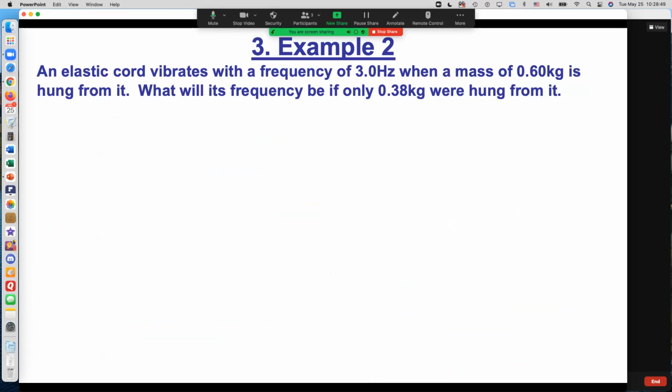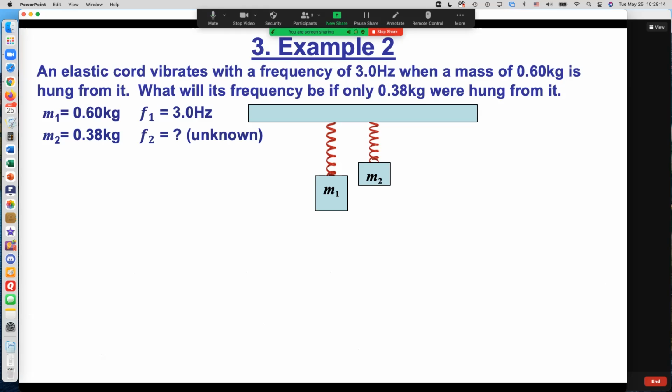All right, another one. An elastic cord vibrates with a frequency of 3 hertz when a mass of 0.6 kilos is hung from it. What will its frequency be if only 0.38 kilos were hung from it? Mass 1, 0.6 kilos. Frequency 1, 3 hertz. Mass 2, 0.38 kilos. Frequency 2, unknown. There we go. There's the situation.